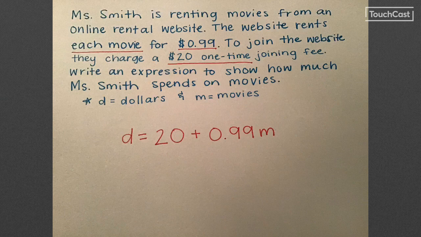In this equation, 20 is our constant. It is not going to change no matter how many movies we rent. 99 cents is the coefficient because that's what we multiply by M. That's what we multiply by the number of movies. There are two terms in the equation that make up D. And there are two variables. We have D, we don't know how much money we spent yet, and we have M, we don't know how many movies we're going to rent yet.